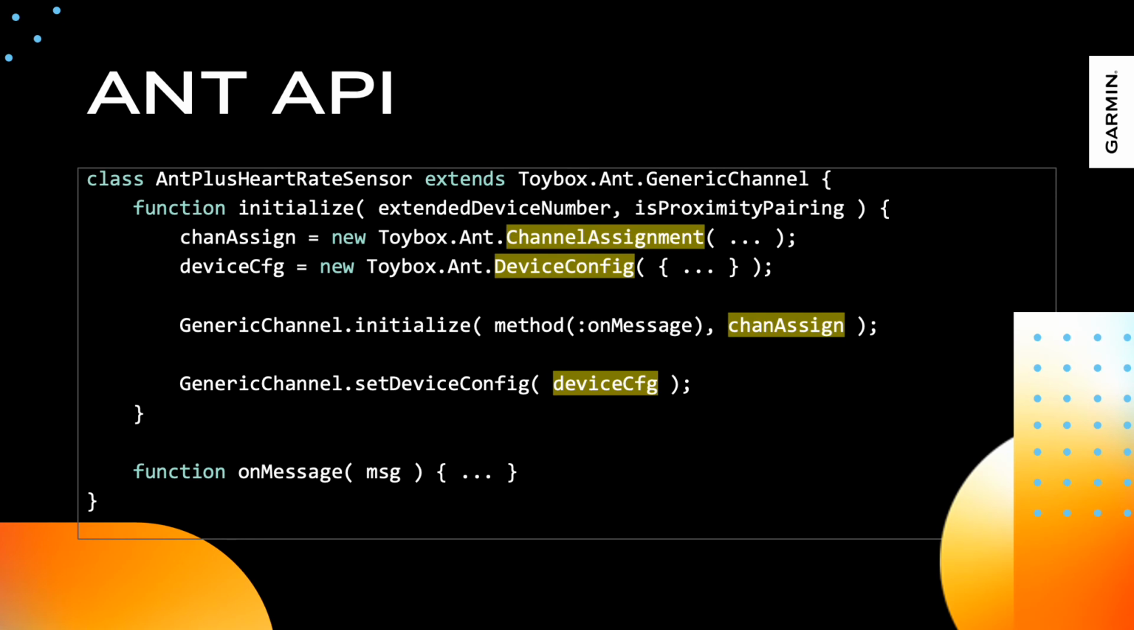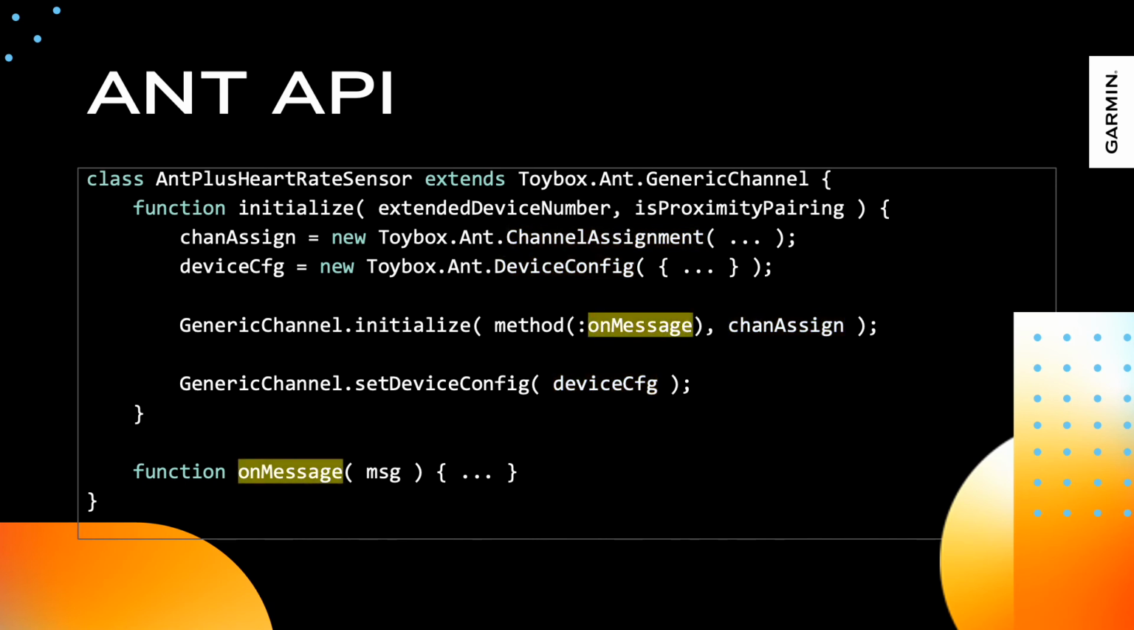Device configuration involves specifying the remaining channel parameters. This includes parameters like transmission type, device number, and channel period. If you are trying to implement an ANT+ profile, don't forget to check out the profile documentation to make sure you meet channel parameter requirements.